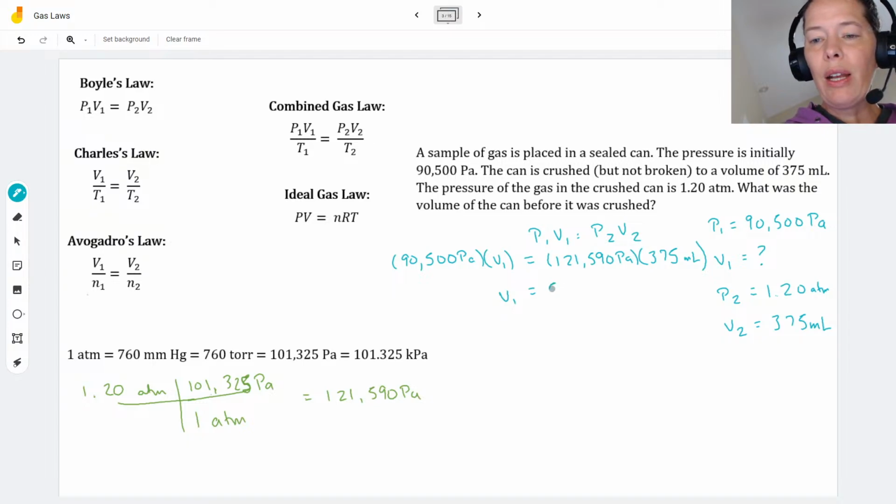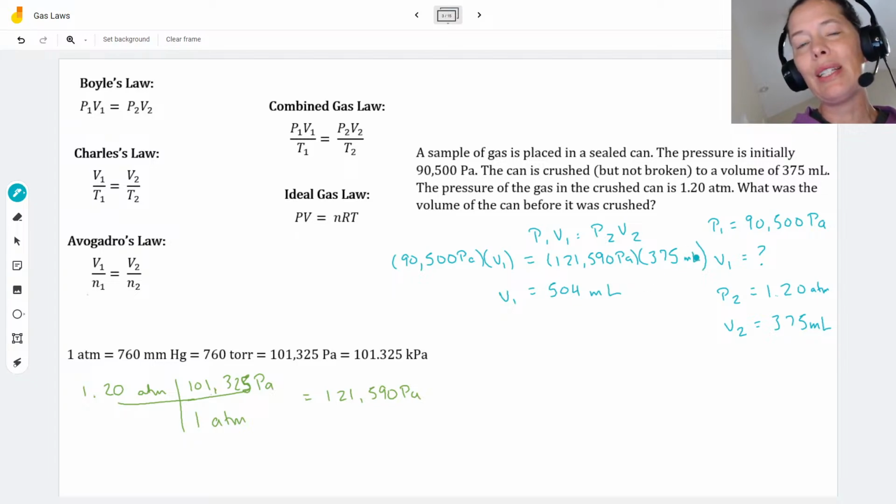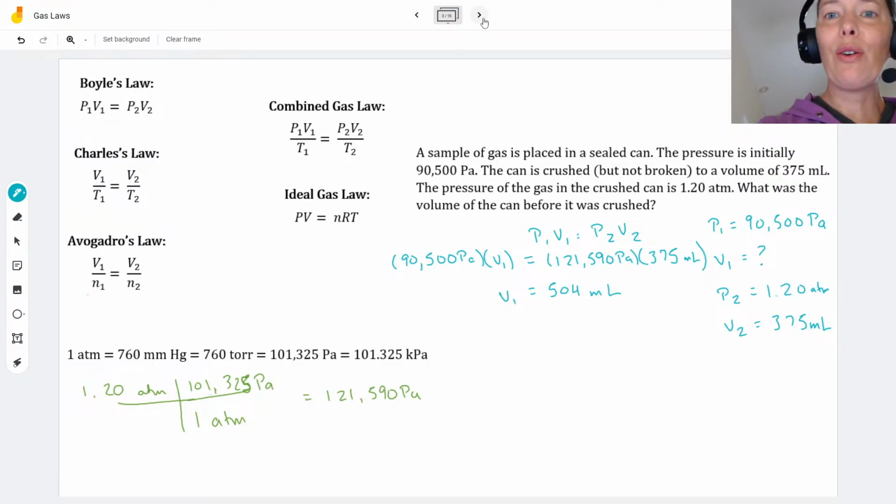And V1 is 504 milliliters. Again, I know it's going to come out in milliliters because I've got milliliters right here. All right. Any questions about this one? Okay, looks like we're pretty good. So let's go ahead and keep on chugging through all of these gas laws because there are quite a few of them.